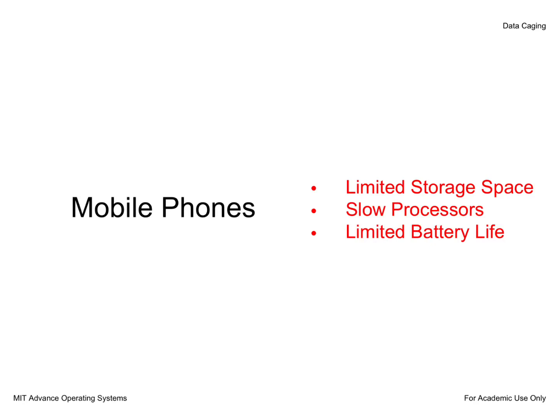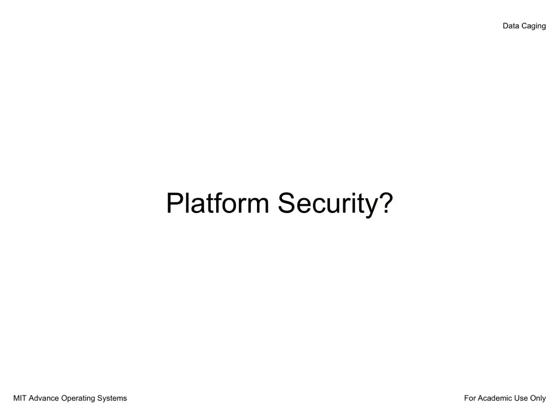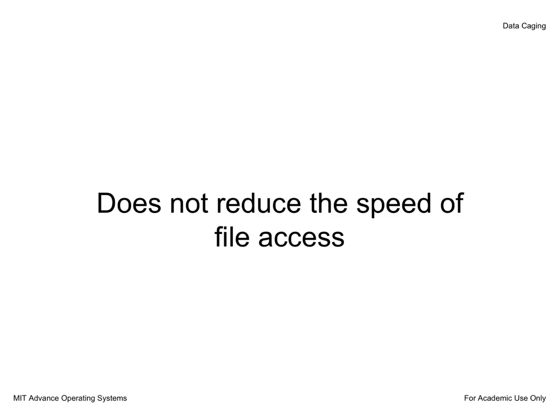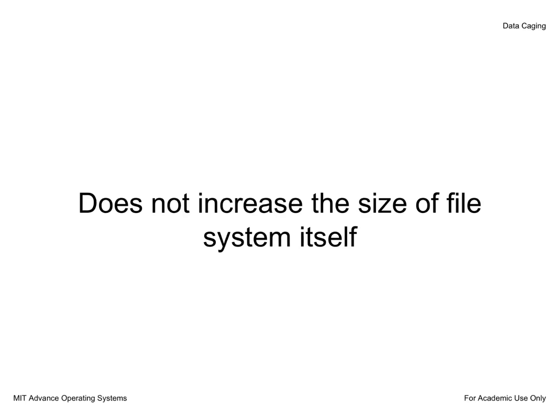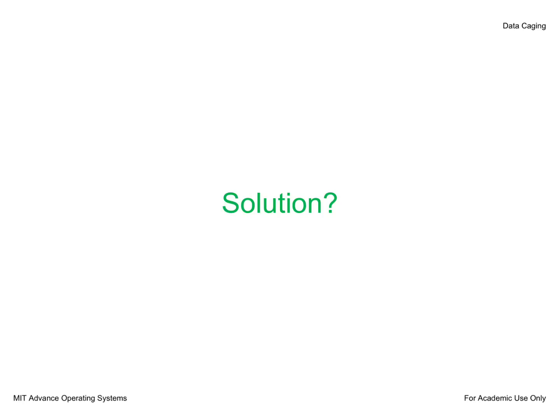As we all know, mobile phones have limited storage space, slow processors, and limited battery life. These are the disadvantages of mobile phones as compared with desktops and computers. So it is vital that the platform security does not reduce the speed of file access, does not increase power consumption, and does not increase the size of the file itself. So ideally, those three are needed to address the disadvantages noted for mobile devices. But the question is how.